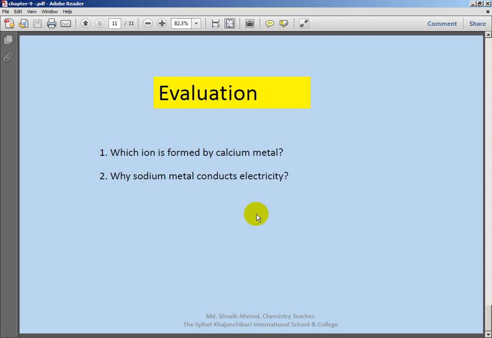Okay, why does sodium metal conduct electricity? Sodium metal conducts electricity because delocalized electrons move throughout the structure, free to move.